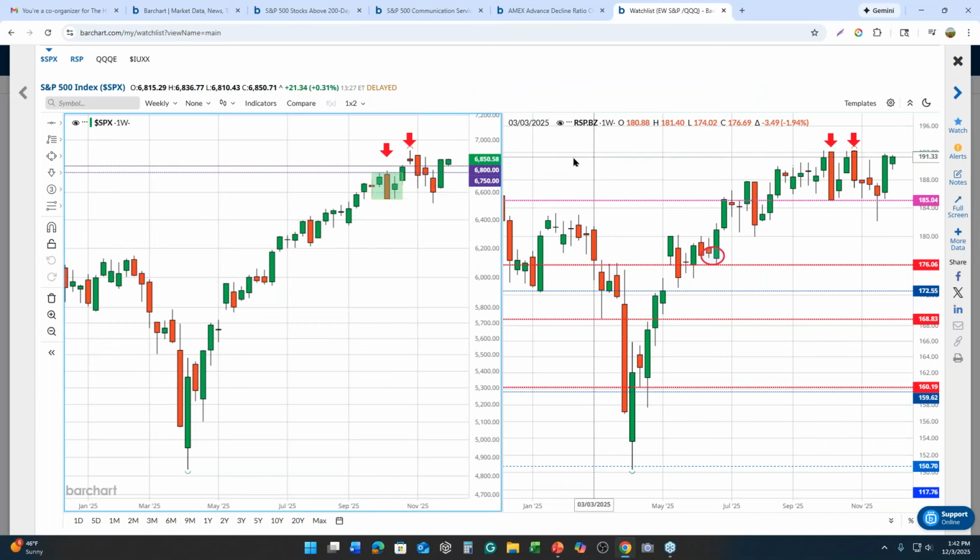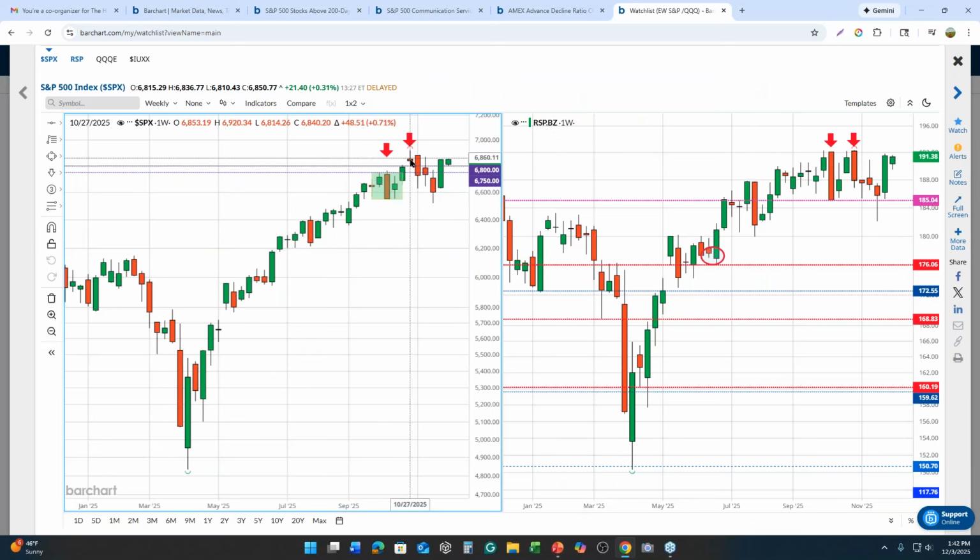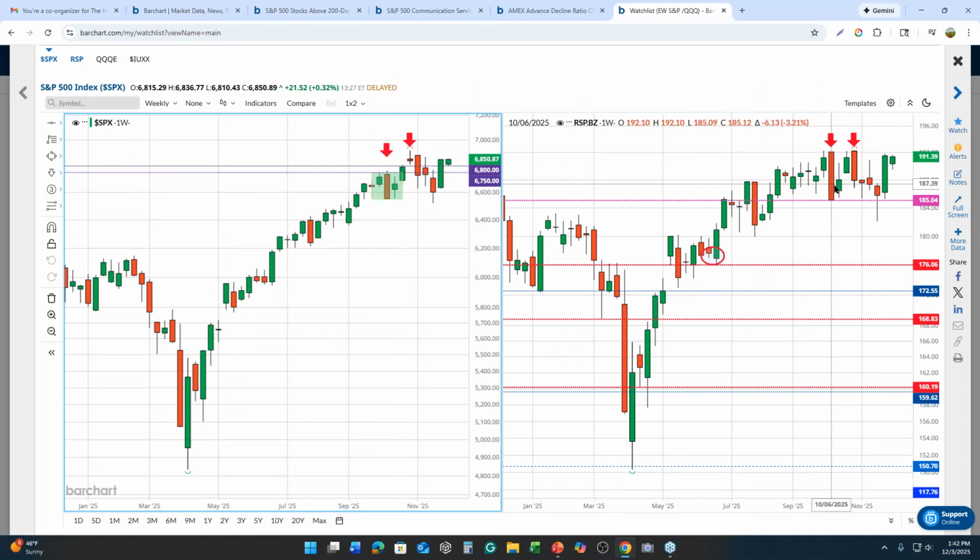But the following 3 weeks, the market went higher. Not only did it go higher in the S&P index, but we made a new all-time high. What did our equal weight do? Well, it did not make a new all-time high. This is a sign of narrowing breadth.